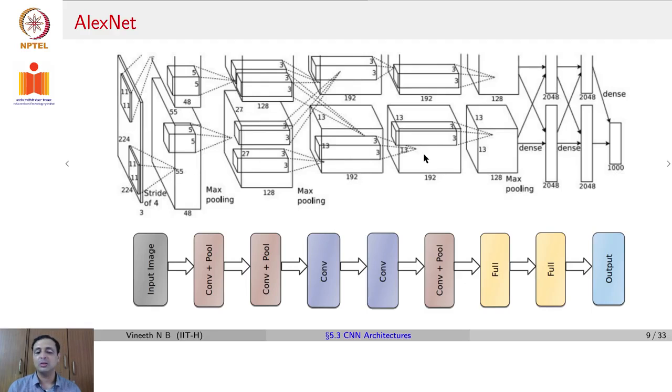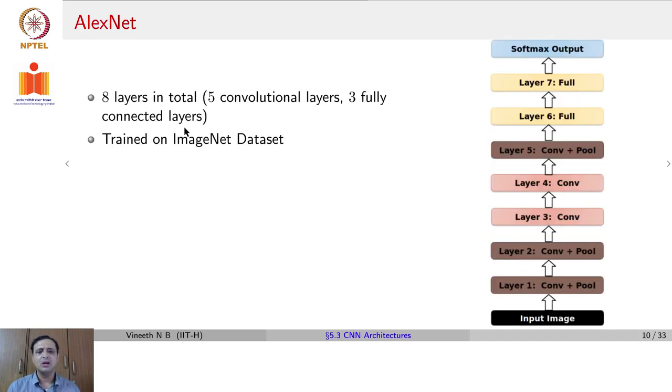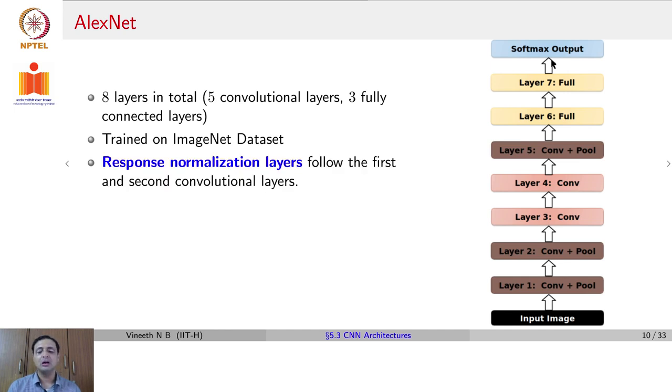Similarly, you can work out the parameters in each of these layers by knowing the number of filters and the kernel size that you see in each layer, which is shown on the figure. It had 8 layers in total, 5 convolutional layers and 3 fully connected layers. Here, here, and here. The last 3 layers were fully connected. It was trained on the ImageNet dataset, as we mentioned.